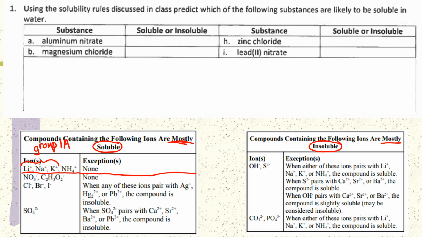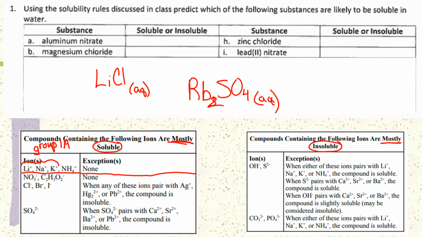So if I had lithium chloride, or, no, that should be a 2, if I had rubidium sulfate, lithium chloride, I should immediately know that both of those are going to be aqueous. Why should I immediately know that? They're both alkali metals. So rubidium and lithium are both alkali metals, so they fall into that category.